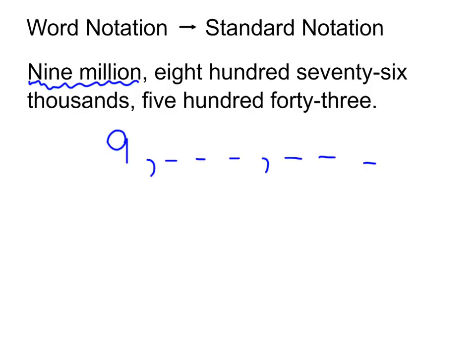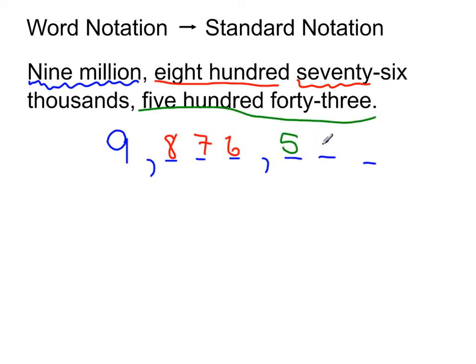So now I'm going to read to the next one. I have 800, so 8 is in the hundreds place. 76 thousands, so there's my thousands. And last but not least, we have 543. So 500, 5 is in the hundreds place, 4 is in the tens, and 3 will be in the ones. And there's our happy number.